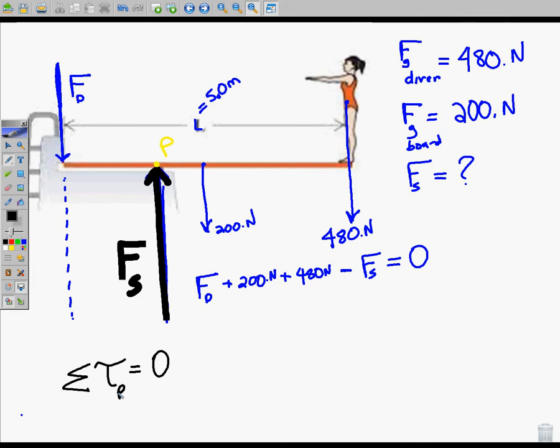So why don't we make torques going counterclockwise be positive, and torques going clockwise be negative. Now you know one thing we didn't establish, or maybe we did, but did I write it down? We need to know this distance here. We did not establish that. Just looking at the overall board of 5 meters, maybe 2 meters.